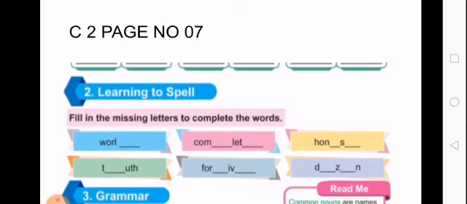First of all, I'll start my lecture with your exercise C2 on page 7. I hope you all will have the picture in your phones. The question is learning to spell. Fill in the missing letters to complete the words. Some puzzles are given to us and we are going to complete them. Clear? Incomplete words are given to us and we are going to complete them.